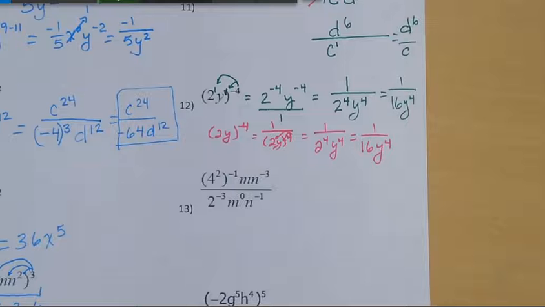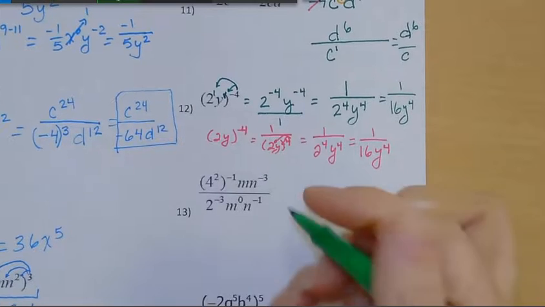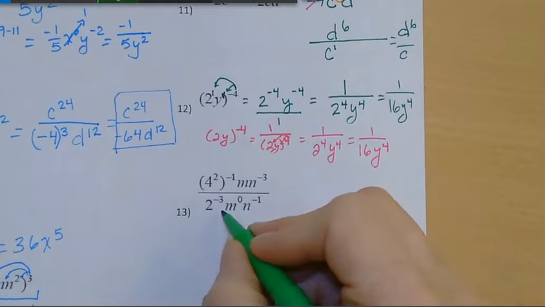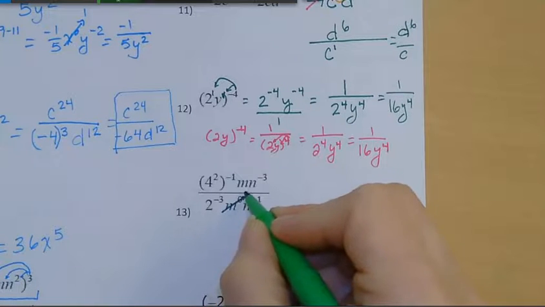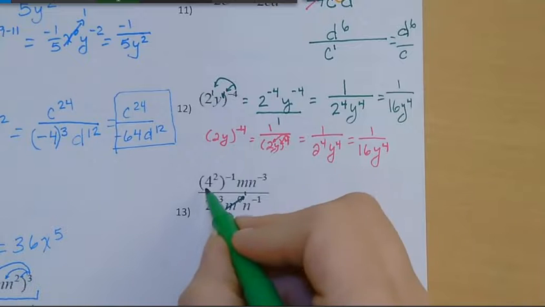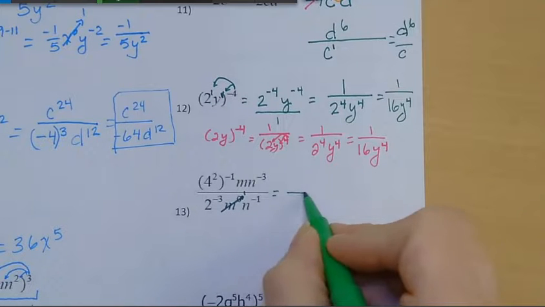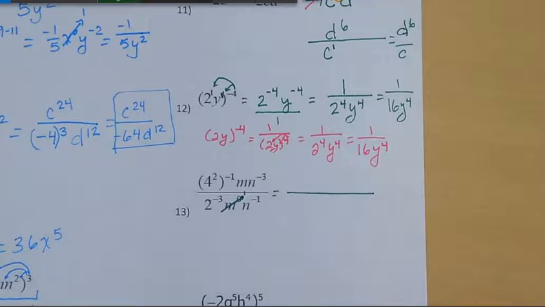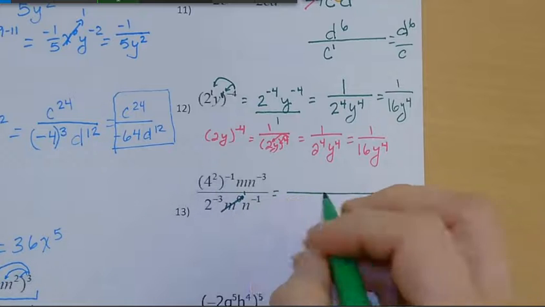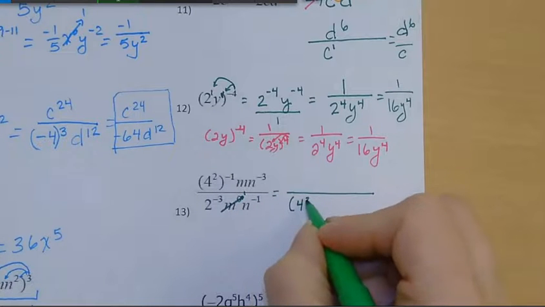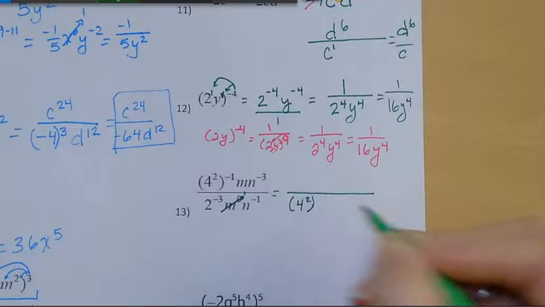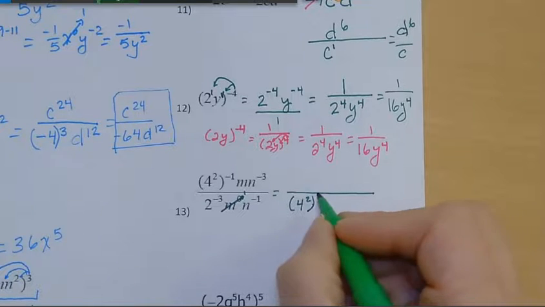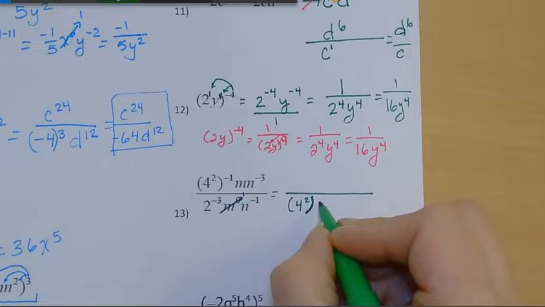I will simplify anything that I can simplify first. So I know m to the 0 is just 1. So that's just 1. I'm going to rewrite this and give myself a fraction bar, and I'm going to put anything that has a negative exponent in the opposite location on this fraction bar. So I have 4 squared all to the negative 1. I'm going to make that 4 squared to the positive 1 in the denominator. I don't need to write a positive 1 exponent though.